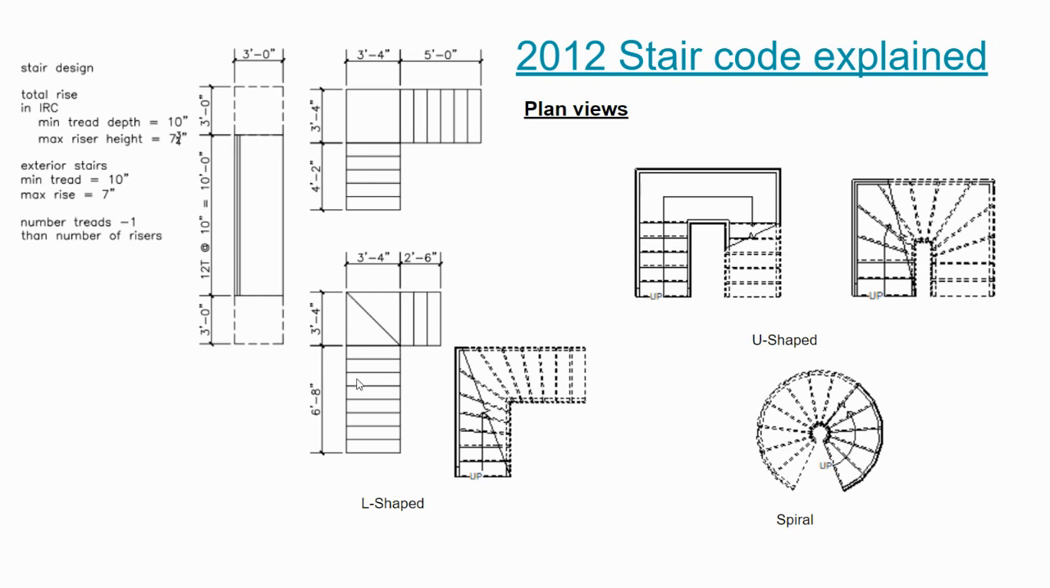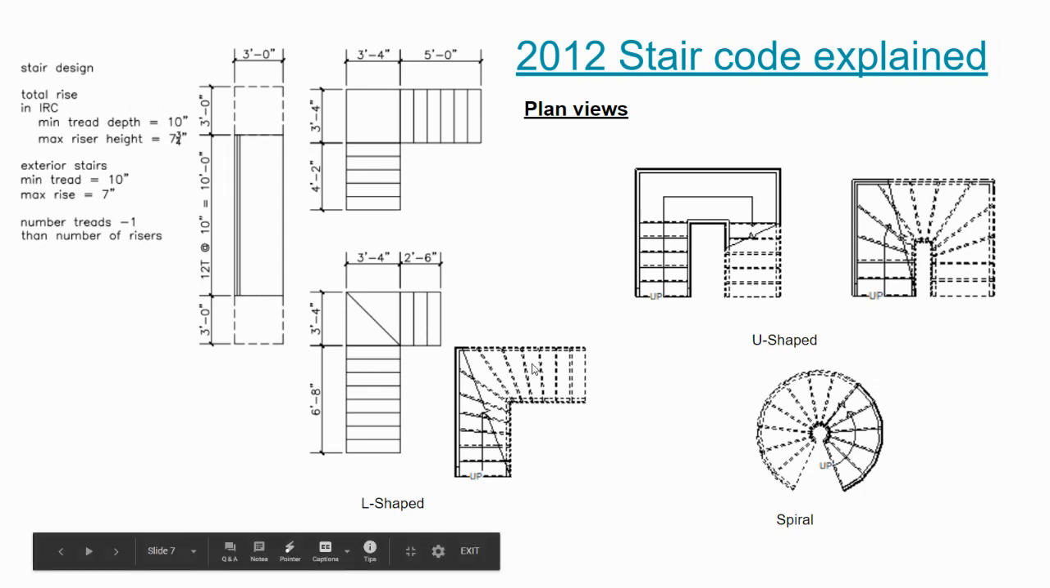This is not allowed anymore, however. We can't have what's called a zero depth anywhere on the tread. The narrowest the tread is allowed to be is 4 inches, I believe. We'll go ahead and look at that under stair code explained in a second. But this is what a winder looks like now, where we have a little bit of thickness on the inside of those winders, and we can then therefore have the stairs take up a little bit less space.